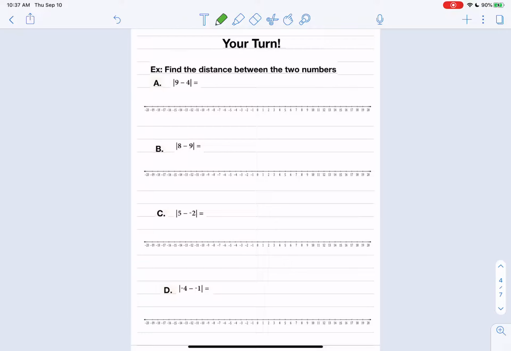All right, welcome back. So let's take a look at these. The first one is 9 minus 4. So if I have 9 and I have 4 and I count the spaces in between, 1, 2, 3, 4, 5, I get positive 5. For 8 minus 9, I have 8, I have 9. There's only one space in between, so my answer is positive 1.